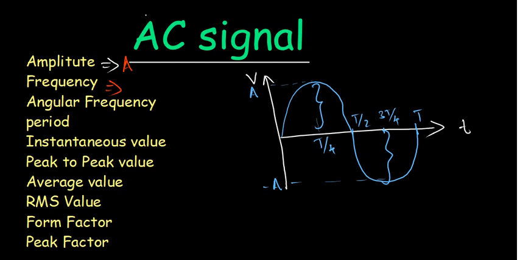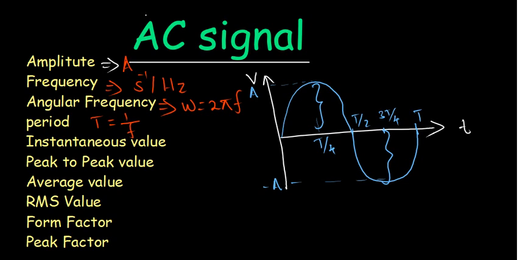Frequency is the number of cycles per second. The SI unit for this is second minus 1, or hertz. So angular frequency omega is equal to 2 pi f, 2 into pi into frequency. Period T is equal to 1 over f, 1 over frequency.